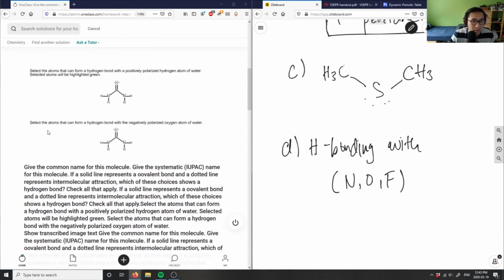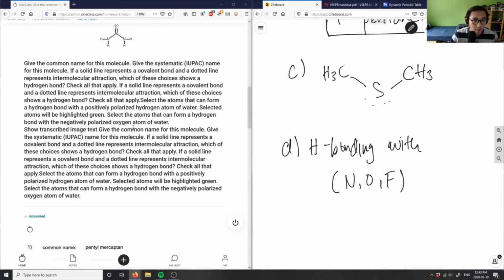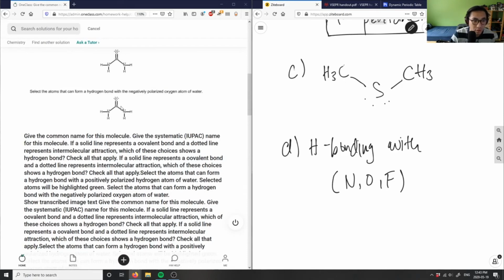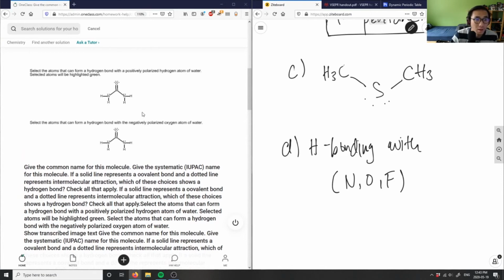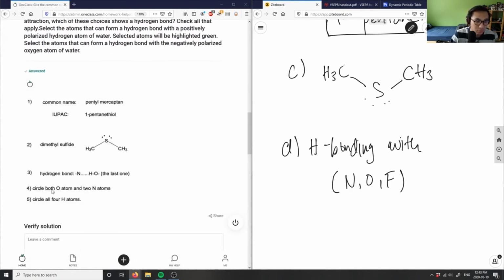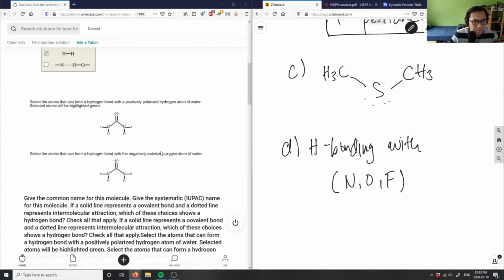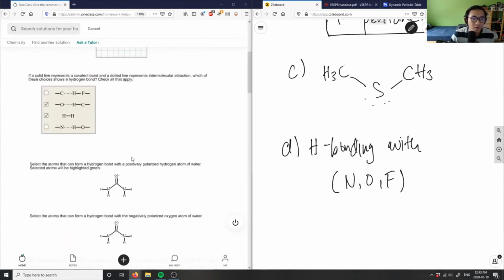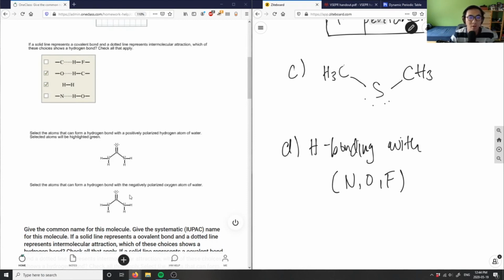And finally, this is the same question, no? Oh no, this is positively polarized hydrogen, and this is negatively polarized oxygen here. And this says circle all 4 atoms here: 1, 2, 3, 4, because they get a hydrogen bond with this guy. This is a positively polarized hydrogen atom of water, and in this case it's circle both the O atom and 2 nitrogen atoms. I don't know what they're asking here, because I don't know if they're asking which hydrogens can hydrogen bond, or, let's see, select the atoms that can form a hydrogen bond with a positively polarized hydrogen atom of water. So it's O and the 2 N atoms. So this here is which atoms can actually hydrogen bond, and this here is which hydrogens are actually hydrogen bonding. So that's super confusing.